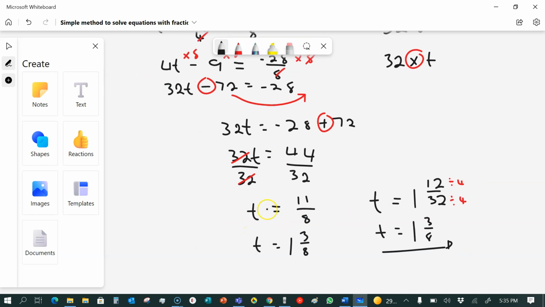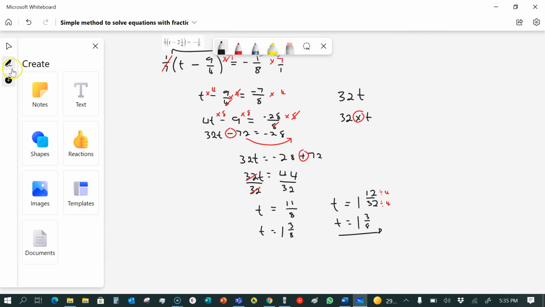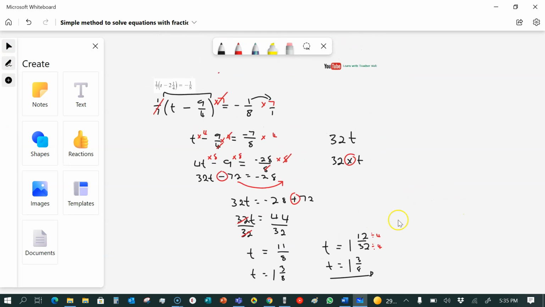So this is the method I wanted to share with you guys. I hope that it does help you out. Let me just move it nicely in the frame. So this is it. Please do practice.